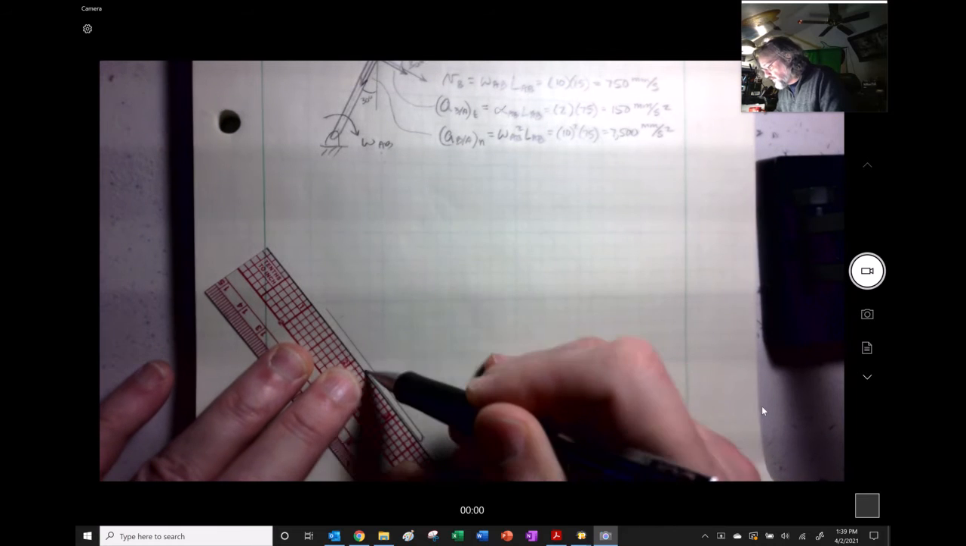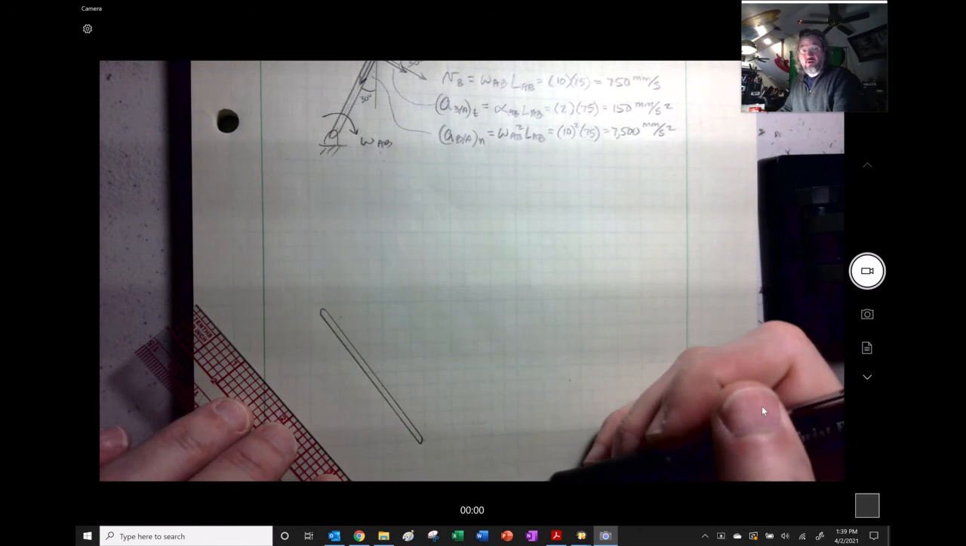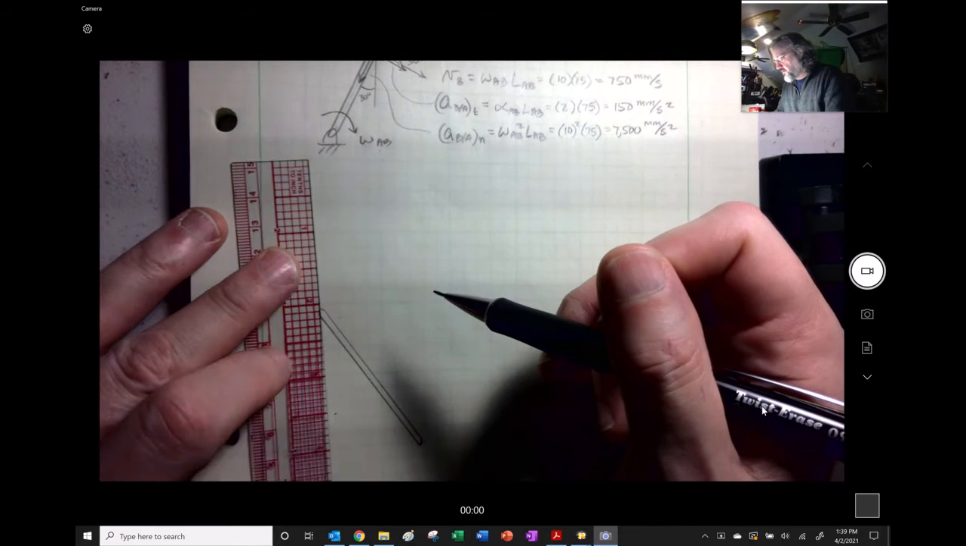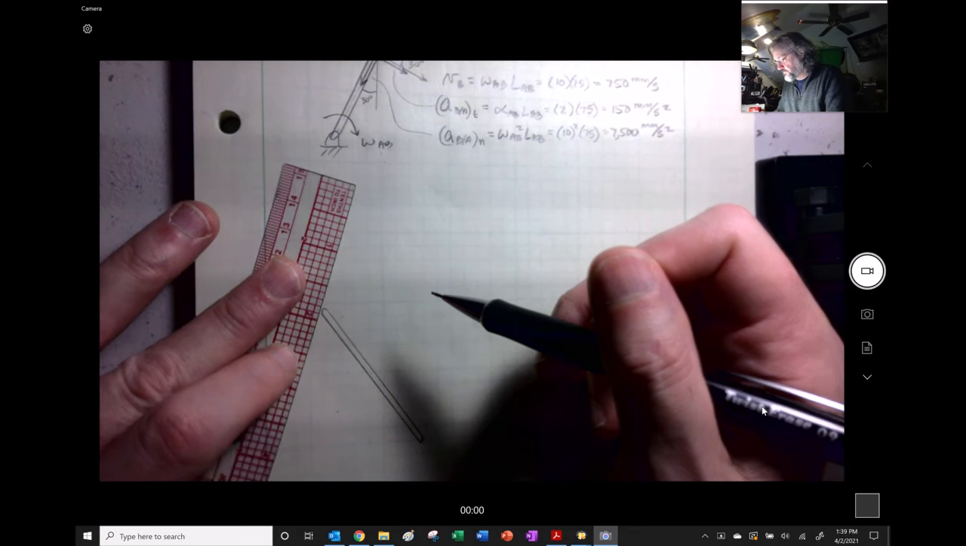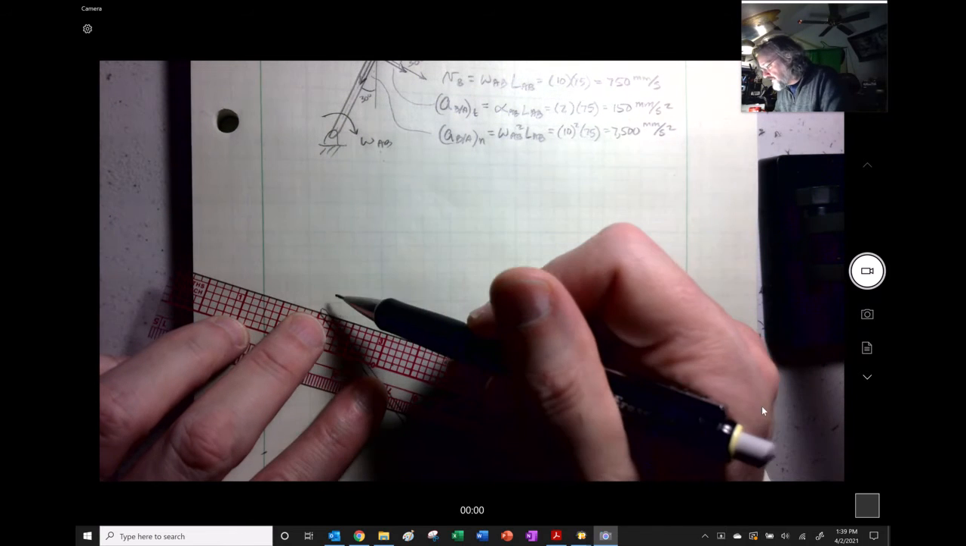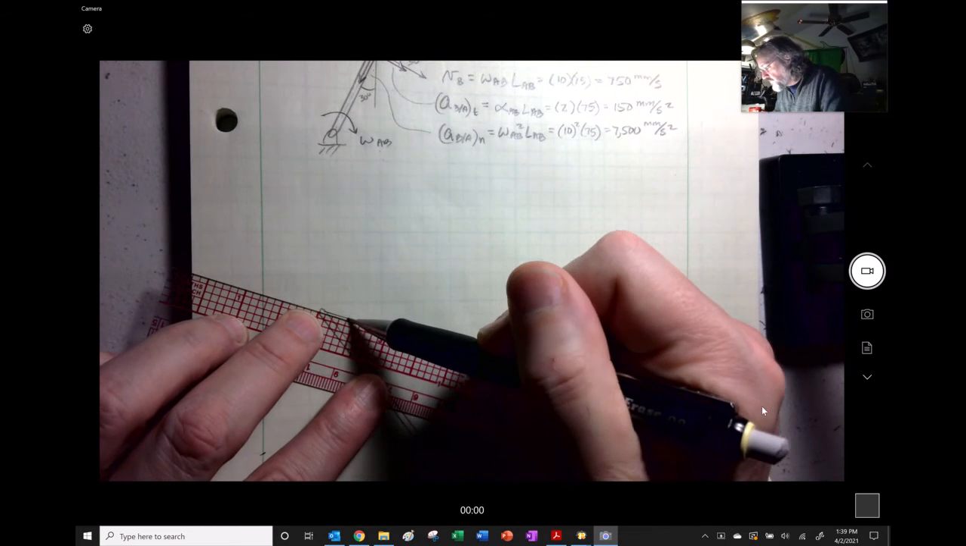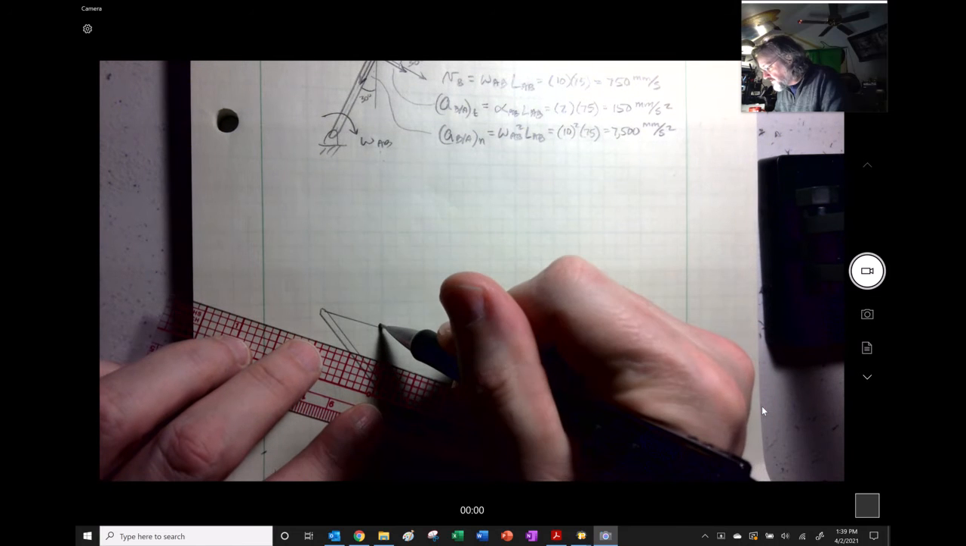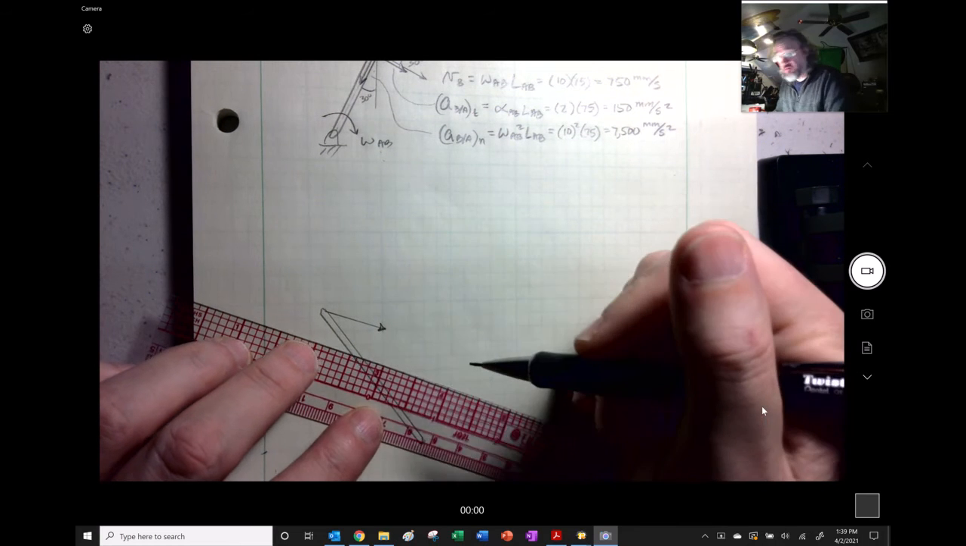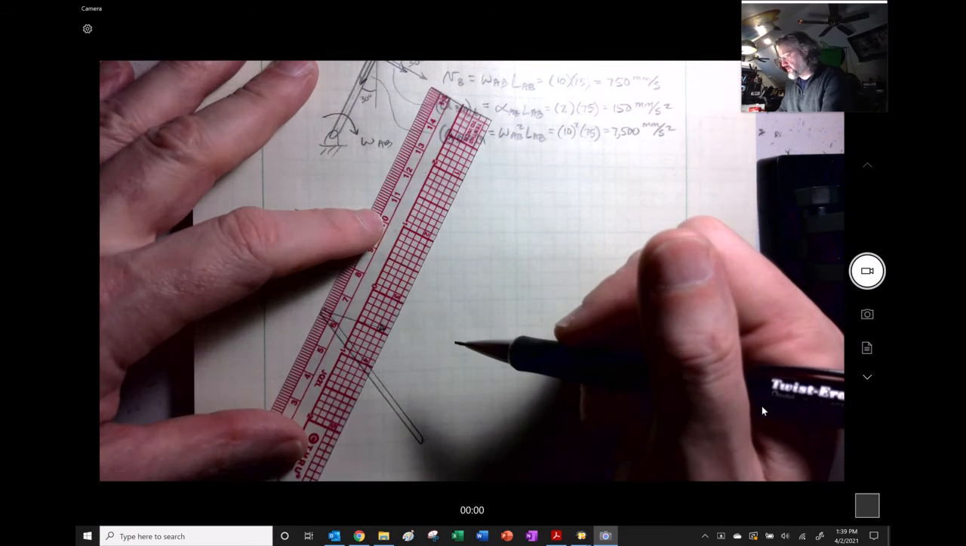And that's a pretty good 45. Now, I'm going to try to get a decent looking 30 degrees, right? So that's the velocity right there we have of 30 degrees.